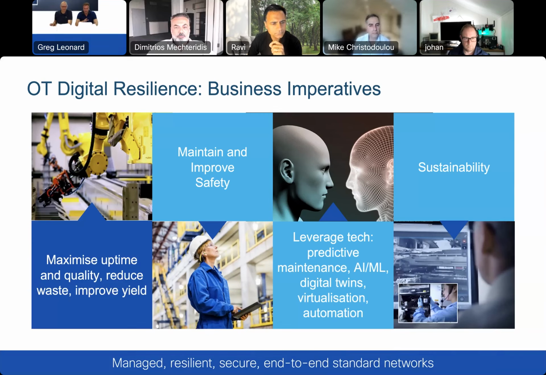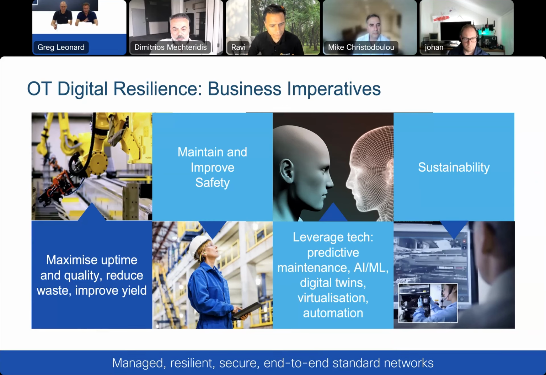Here are some of the business imperatives. To start with, manufacturers want to maximize uptime, improve quality of the output, reduce any waste, and increase the yield. At the end of the day, you need to ensure that your production keeps moving forward. Secondly, they need to maintain and improve worker safety. The number one priority for every company today is keeping their people safe.